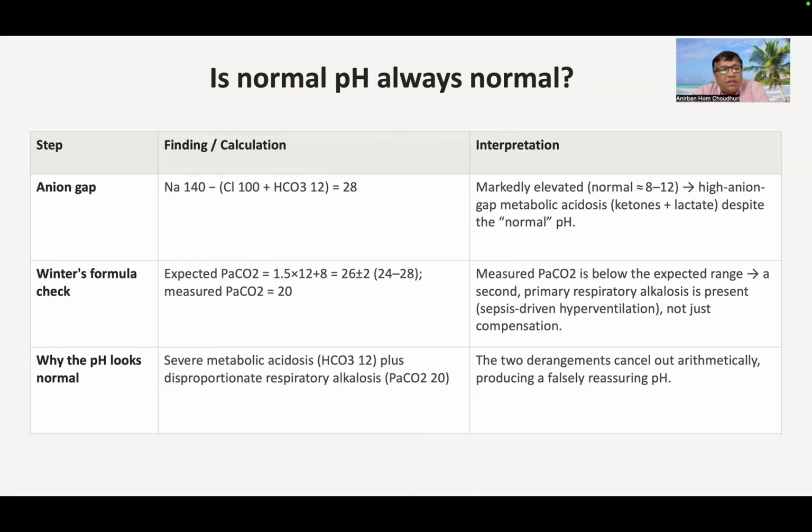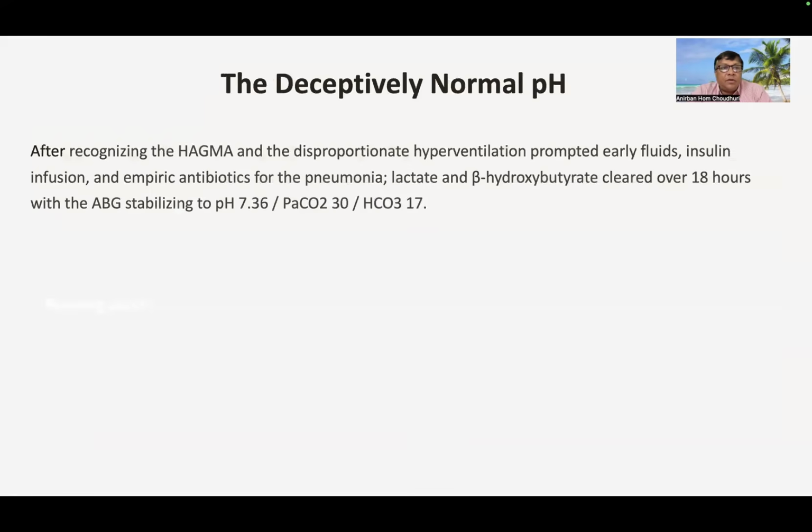So why does this pH look normal? This looks normal because this severe metabolic acidosis plus the disproportionate respiratory alkalosis tend to balance each other. So these two derangements cancel out arithmetically, producing a falsely reassuring pH, which is not correct.